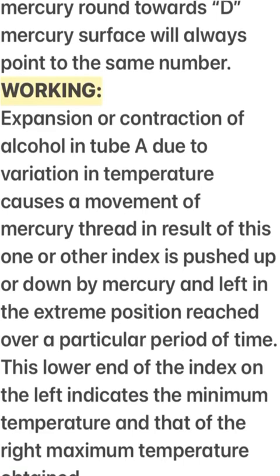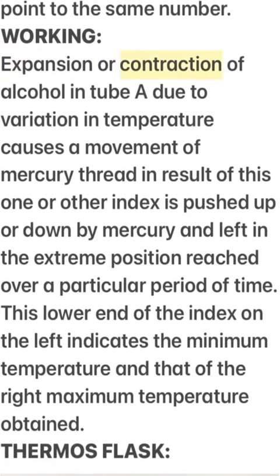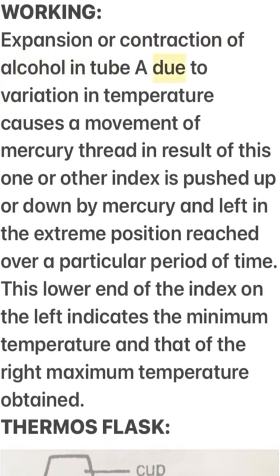Working: expansion or contraction of alcohol in tube A due to variation in temperature causes a movement of the mercury thread. As a result, one or other index is pushed up or down by the mercury and left in the extreme position reached over a particular period of time. The lower end of the index on the left indicates the minimum temperature and that of the right the maximum temperature obtained.